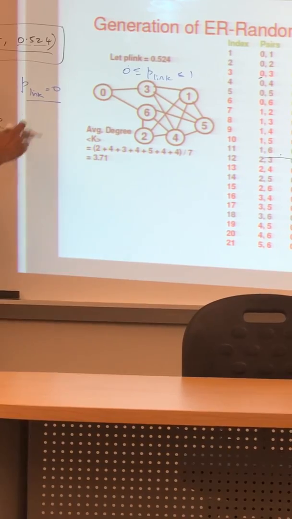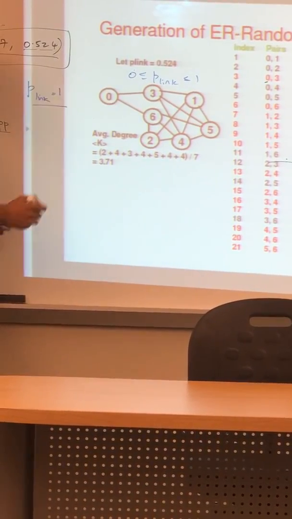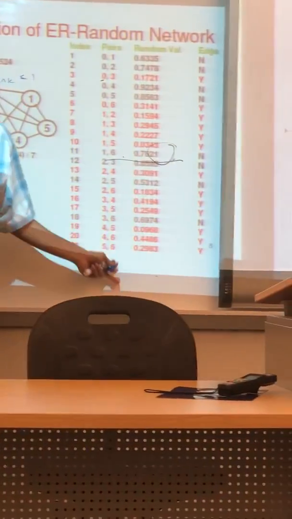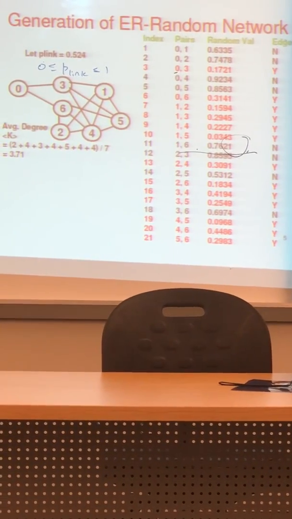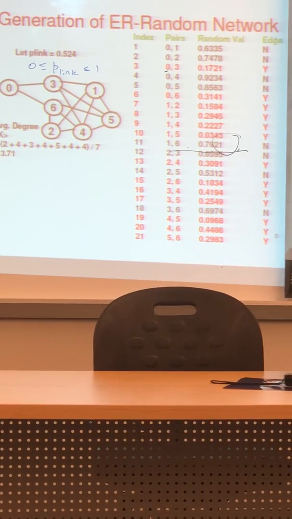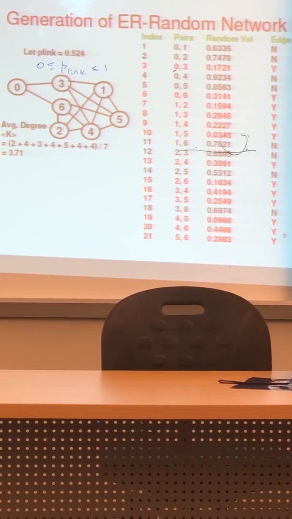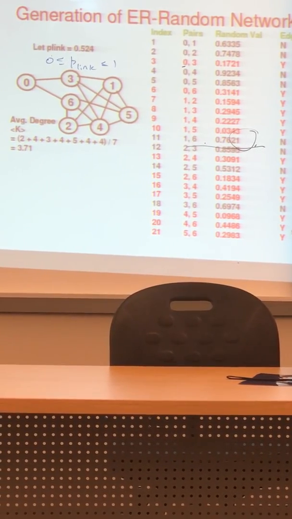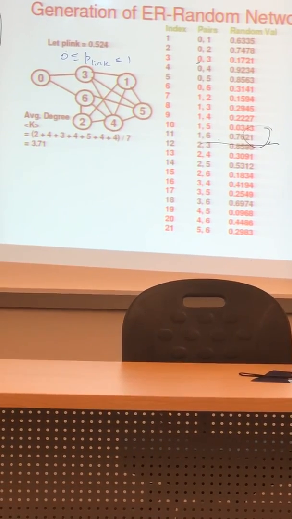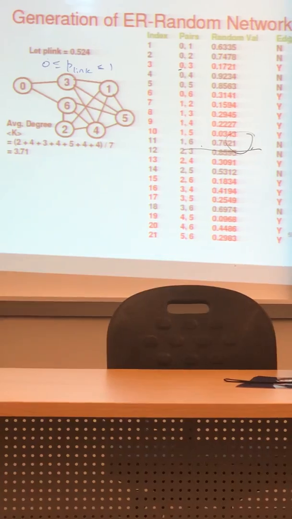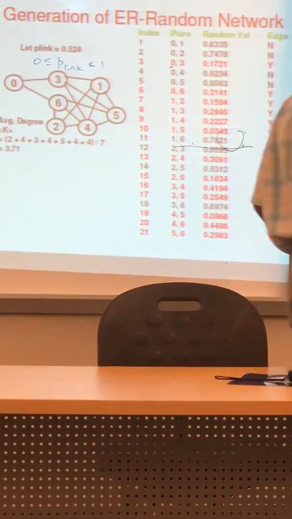On the other hand, if P link is 1, all the random numbers that you generate will be less than or equal to 1, which means there is going to be an edge between any two vertices. So if P link is 1, you're going to get a complete graph. Complete graph means an edge between any two vertices. Is that clear? Now let us go ahead and do some theoretical analysis.